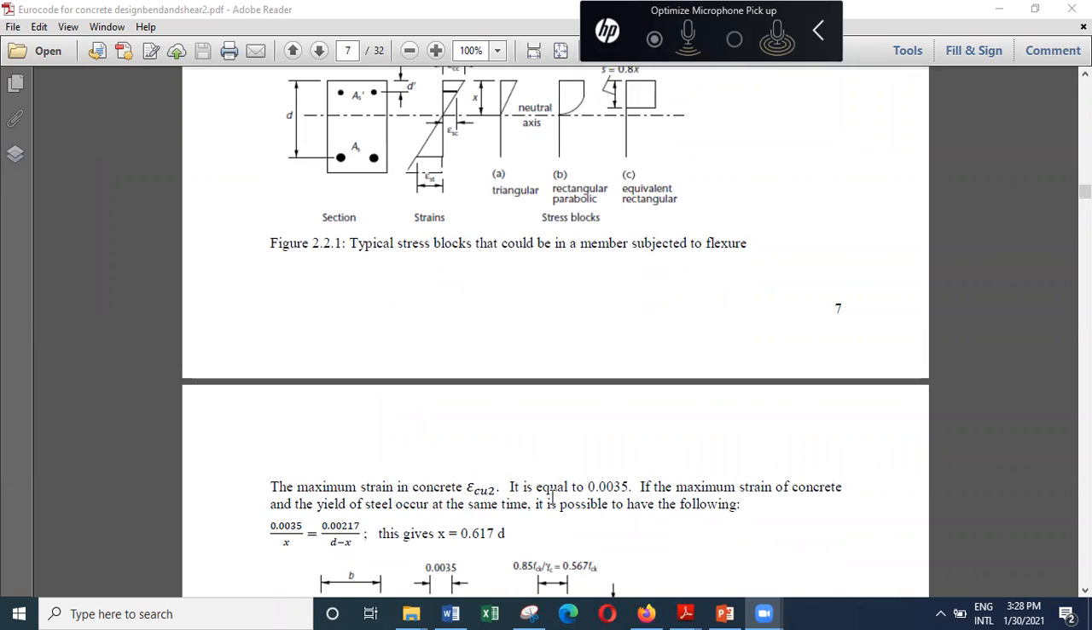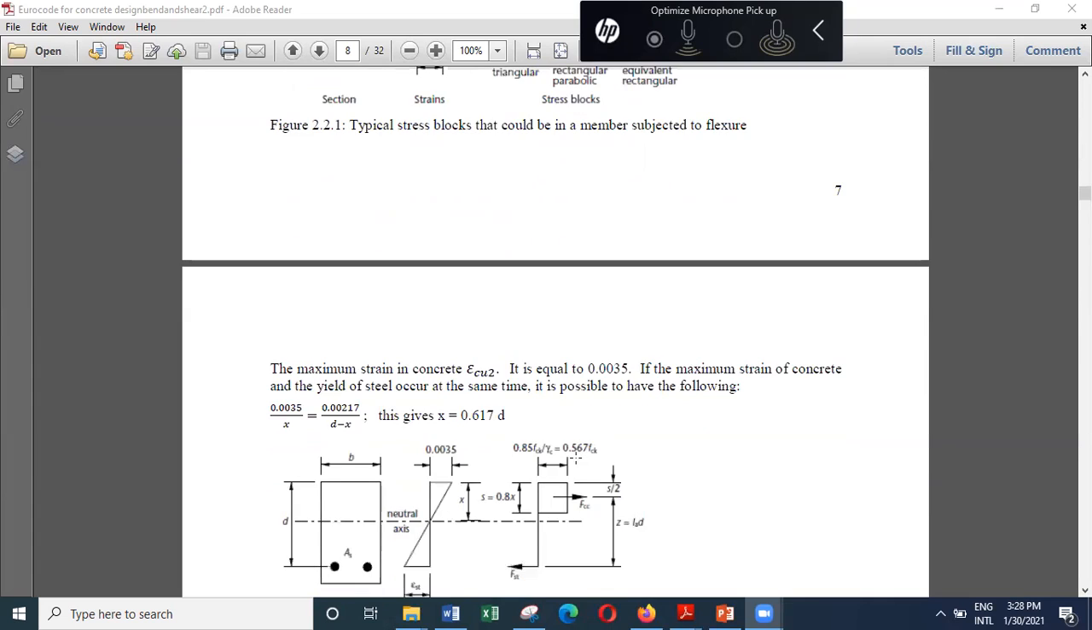So that is the limiting value, and we don't like to be at the limiting value. We like to be at a lesser value than the limiting value. Because of that, the maximum depth to the neutral axis is limited to 0.45d.